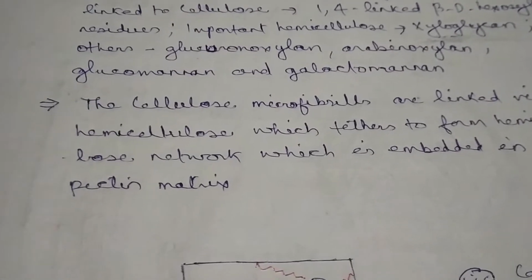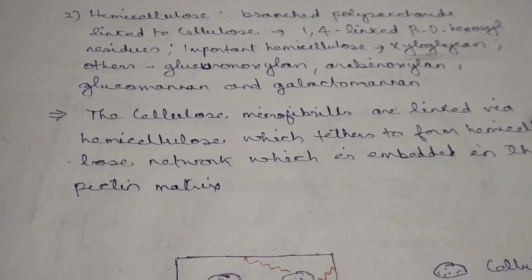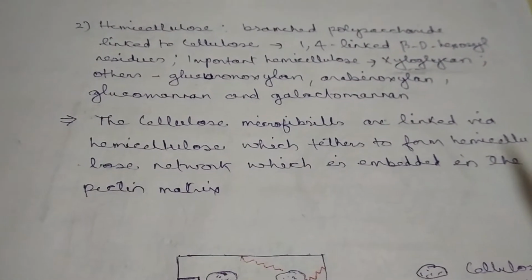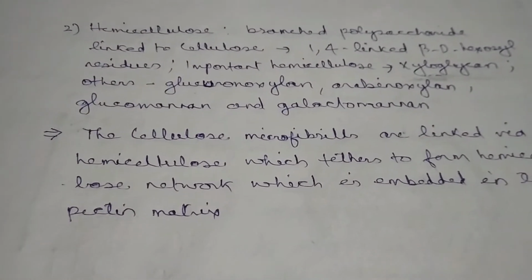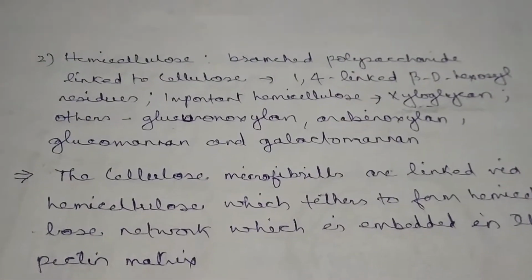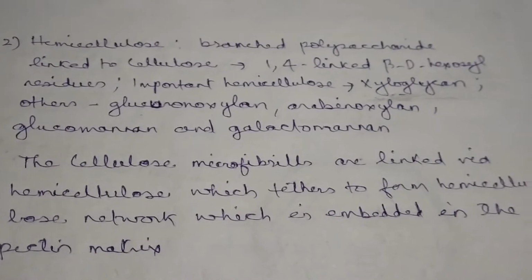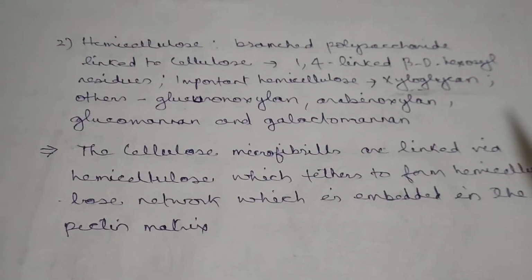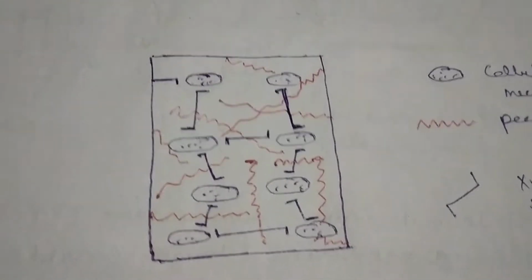So how is the structure of the primary cell wall laid down? The cellulose is present in the form of microfibrils, which are formed from micelles. The micelles get joined to form a microfibril, the tube-like structures, and they are linked via hemicellulose, which tethers them to form a hemicellulose network, embedded in the pectin matrix. Now we will see this in the figure.